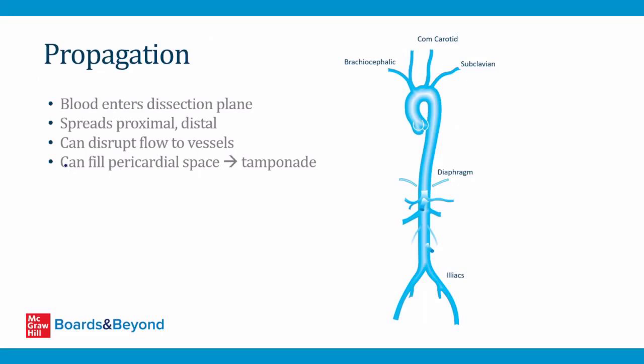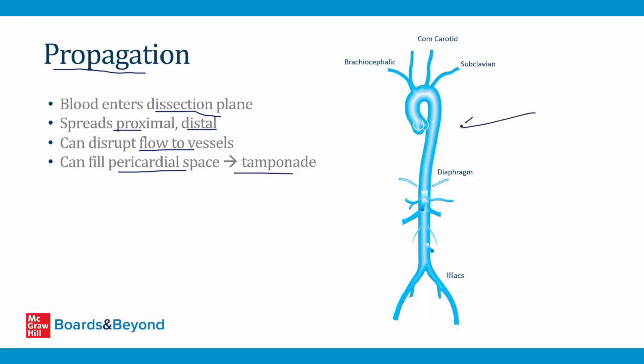To understand the clinical features of an aortic dissection, you have to understand that the dissections can propagate. Let's talk about what I mean by that. So blood enters the dissection plane, that area between the intima and the medial layers, and then it can spread proximally and distally. And when it does this, it can disrupt flow to vessels. It can even extend into the pericardial space, causing tamponade.